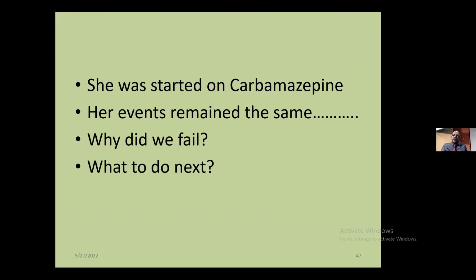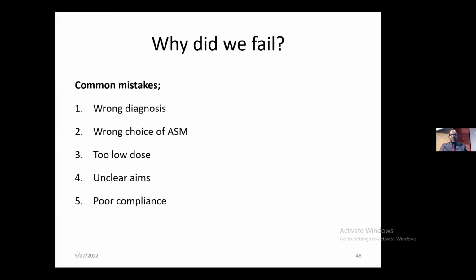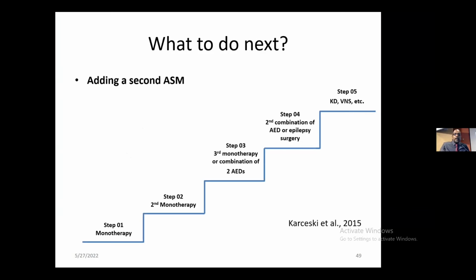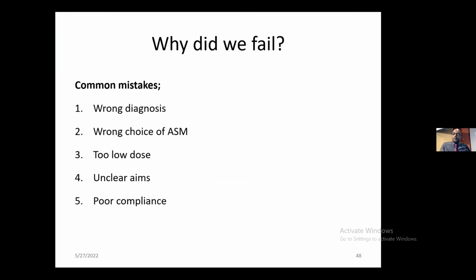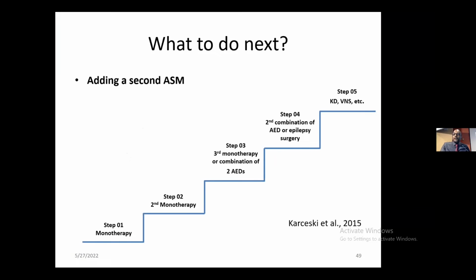So why did we fail, and what to do next? So why did we fail? What do you think? What were the reasons? Anybody? No. Right, it could be a wrong diagnosis and probably the wrong choice of the anti-seizure medication. The dose might be not correct, and the aims may be unclear or unrealistic, and the compliance may not be that good. And so the next option would be, if we have sorted out the problems mentioned here, the next thing would be to add the next drug.